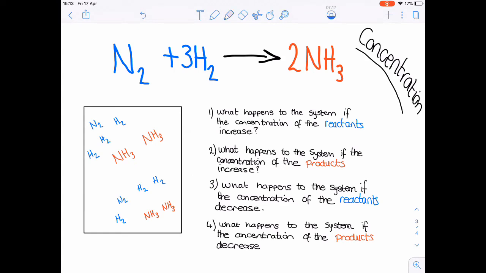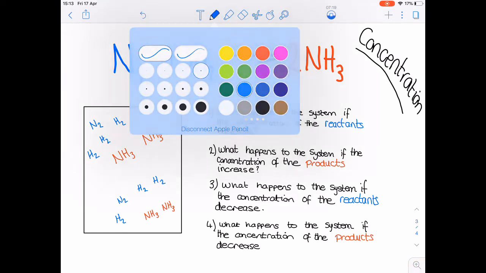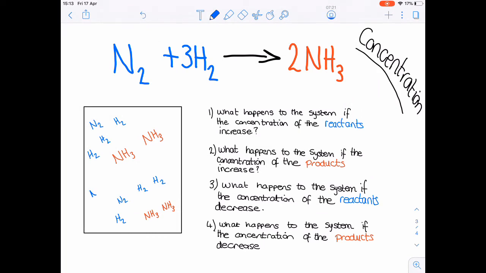I'm just going to get a blue pen to add some more of the N2s and H2s. So now that we've got more of these reactants, I've not added any more products because it's just saying about the increase in concentration of reactants. I've added some more reactants to the system and then I've made it a closed system again, okay? What happens is that more of these can be colliding. Therefore, the rate of reaction, the speed at which these can collide and form the product, increases.